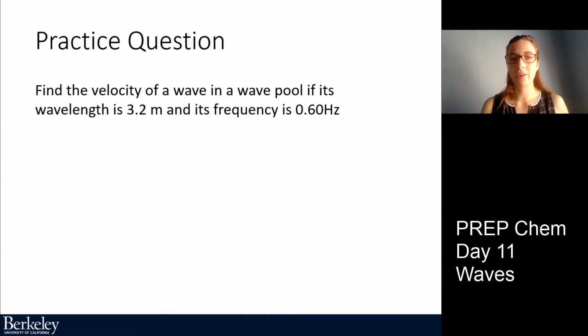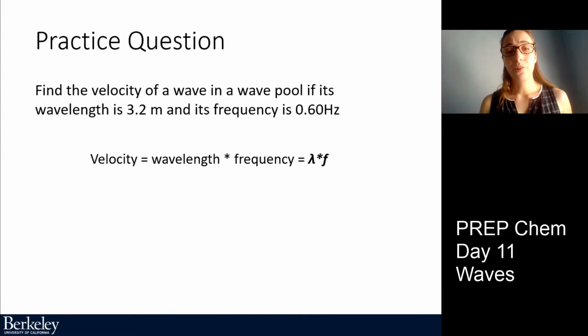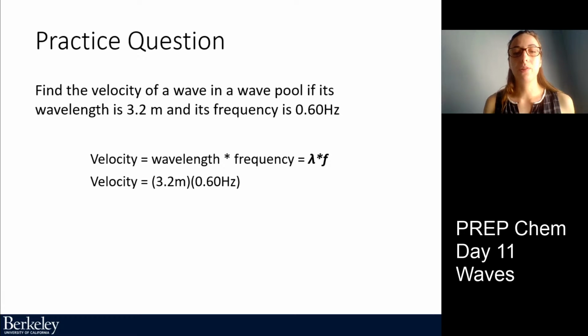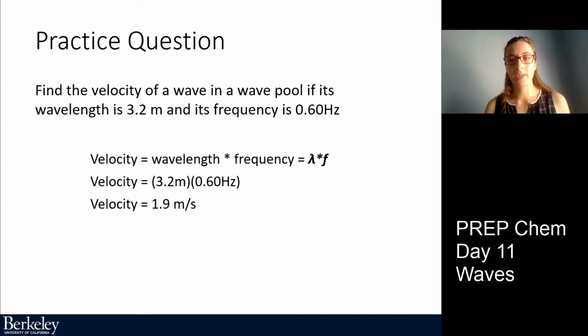Okay, great. I'll go ahead and go over this practice question. We can write velocity in terms of wavelength and frequency. Like we discussed on the last slide, velocity equals wavelength multiplied by frequency. In this example, we were given both wavelength and frequency, so we multiply 3.2 meters times 0.6 hertz. That gives you a velocity of 1.9 meters per second. As a reminder, a hertz is another way of writing 1/second, so that's why the units at the end work out to be meters per second. Just keep that in mind.